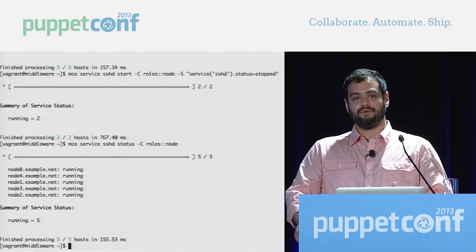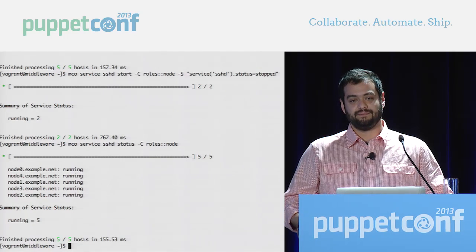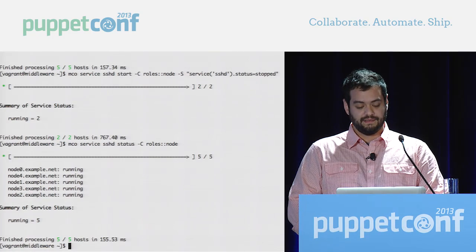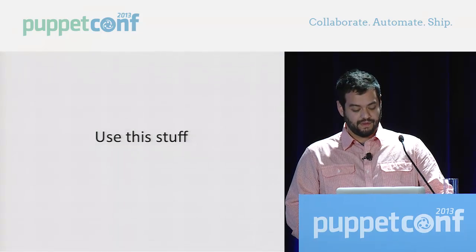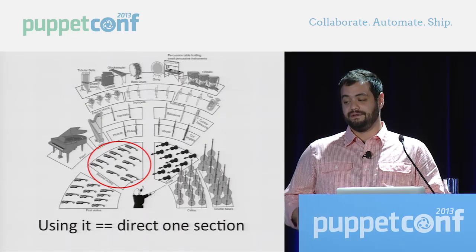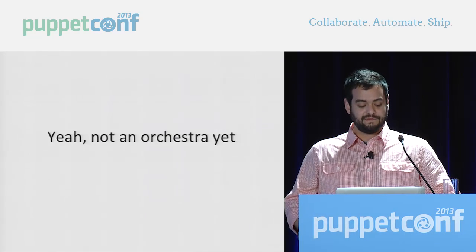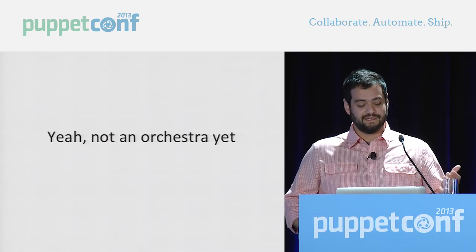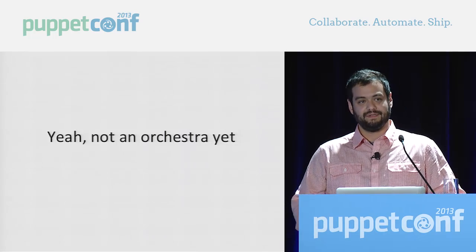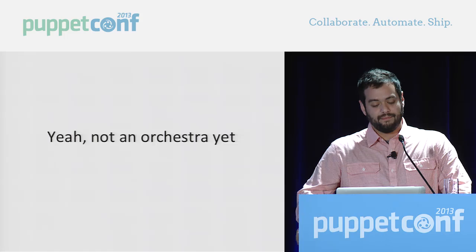So you're going to be using multiple or compound filters and whatnot to actually be doing things with MCollective, most likely. So when you're using it, you're basically that conductor, telling one section to do something at a time. So it's close, but it's not actually orchestration yet because you're not really doing a whole lot of orchestrating. You're just getting one thing done.